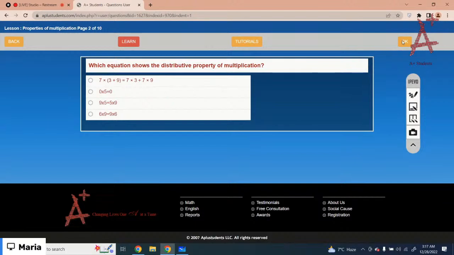Yes, it is the first option. Got it? You have to look for the distributive property of multiplication. Here you have multiplication, here you have addition, so it is the distributive property. Got it?